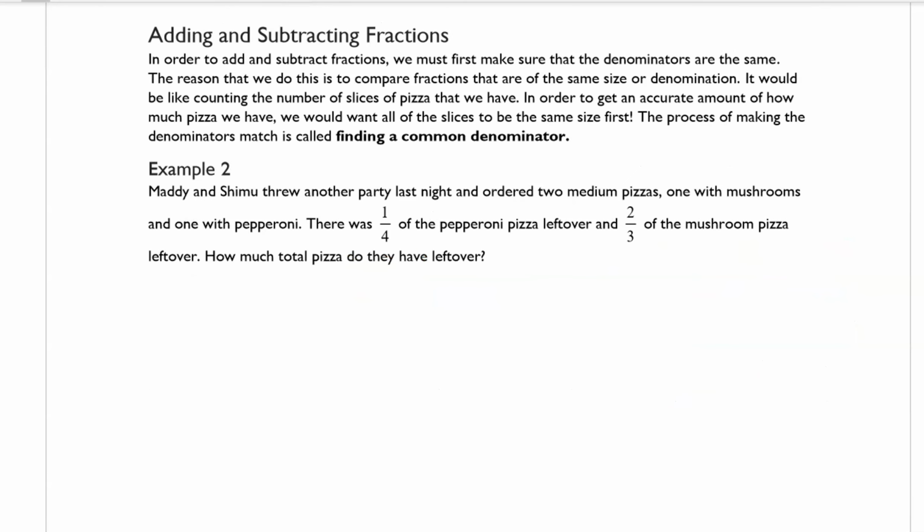Let's next talk about adding and subtracting fractions. In order to add and subtract fractions, we must first make sure that the denominators are the same. The reason that we do this is to compare fractions that are of the same size or denomination. It would be like counting the number of slices of pizza that we have. In order to get an accurate amount of how much pizza we have, we would want all of the slices to be the same size first. The process of making the denominators match is called finding a common denominator.